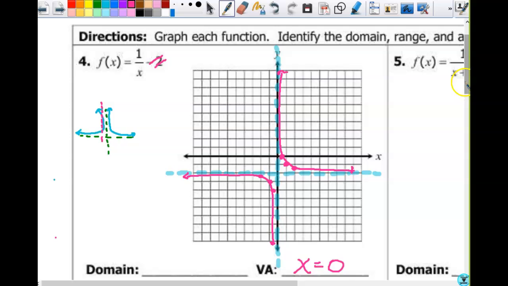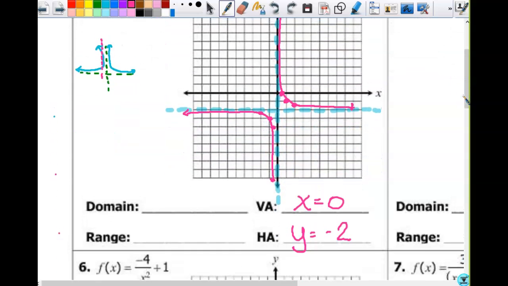All right, so let's then talk about our domain and range. So our domain, we're going from -infinity to 0, and then 0 to infinity. Range, -infinity to -2, right, because I moved, and then -2 to infinity. Everybody good with all that? Awesome.